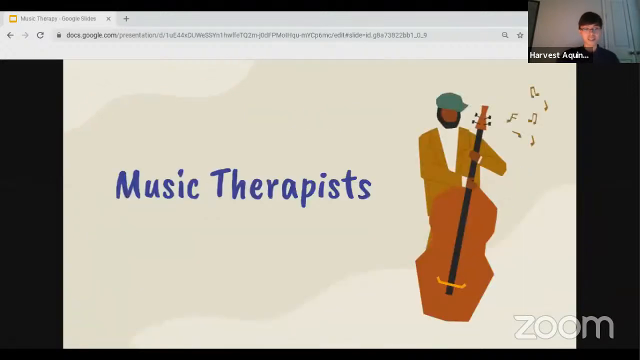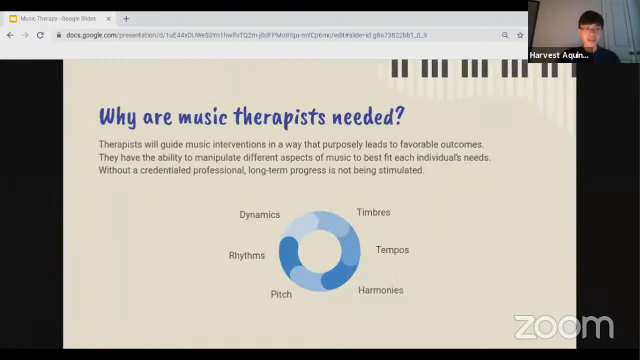Now, on to what music therapists are, why they're needed, and the role that they play. As stated in the AMTA definition, music therapy utilizes a credentialed professional. This is essential because the music therapist will guide music interventions in a way that purposefully leads to favorable outcomes. For instance, you may think, well, I find listening to certain genres quite therapeutic. Why is a music therapist needed? Without a therapist, there is no music therapy because long-term progress is not being stimulated.